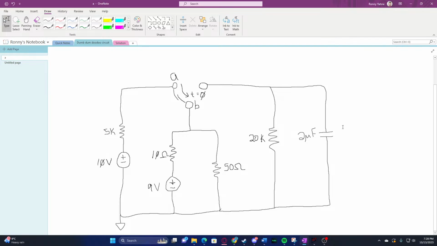So, what you got here is a circuit that I've been told has been in the A position. So you have a switch here. Like, look at this little straight line. It's in the A position for a very, very long time, right? All this means, or the important part, is that this capacitor over here is fully charged.